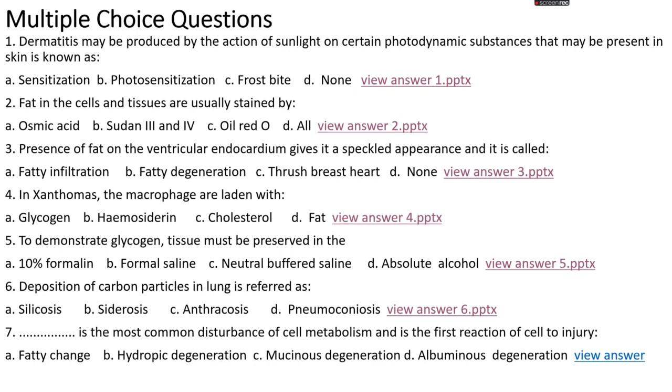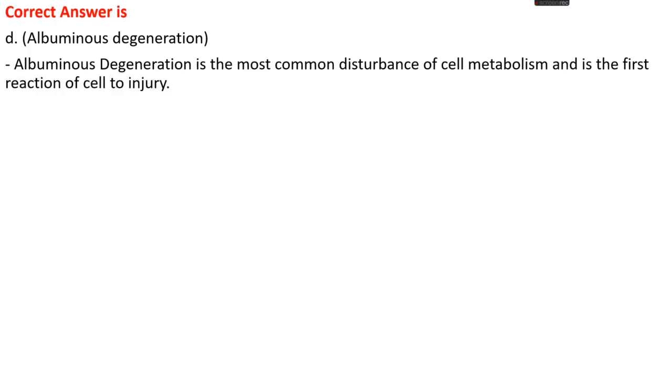Question number seven. Dash is the most common disturbance of cell metabolism and is the first reaction of cells to injury. Option A, fatty change; option B, hydropic degeneration; option C, mucinous degeneration; option D, albuminous degeneration. The right answer is option D, that is albuminous degeneration.